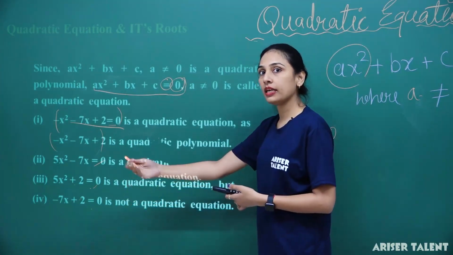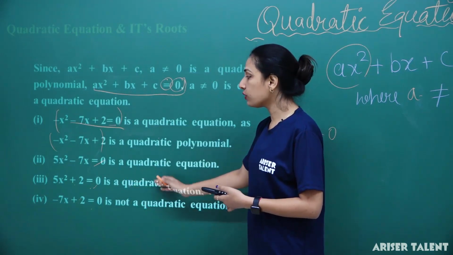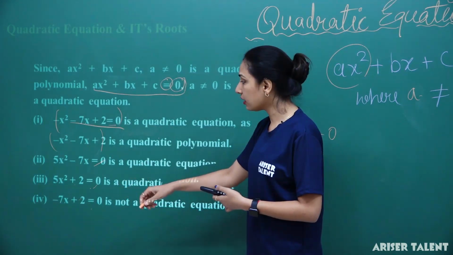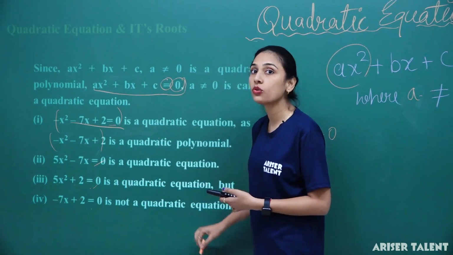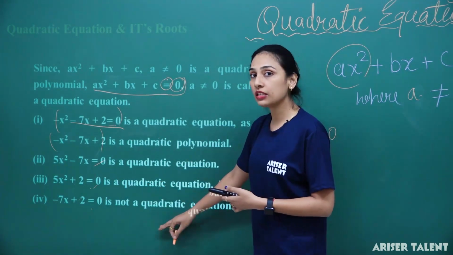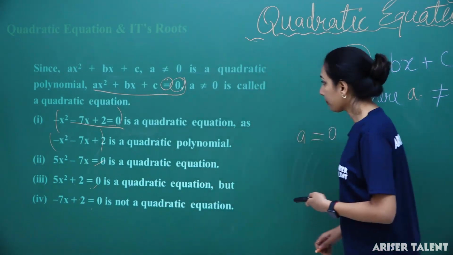We are having a x square minus 7x plus 2 equals to 0. When a equals to 0, that equation will reduce to minus 7x plus 2. That means the value of a is 0 here in this case. So this is an equation, but it's a linear equation, it's not a quadratic one. Okay.